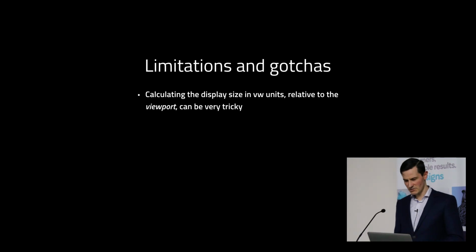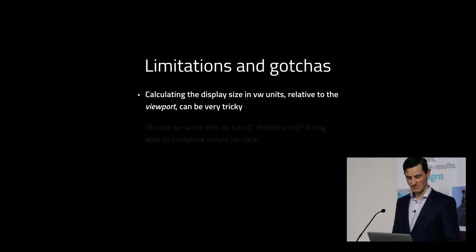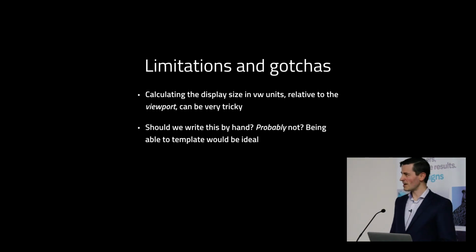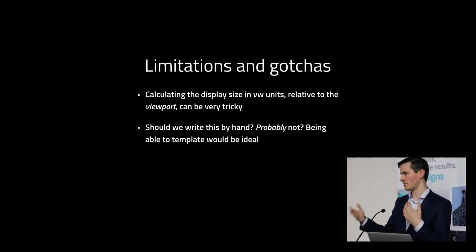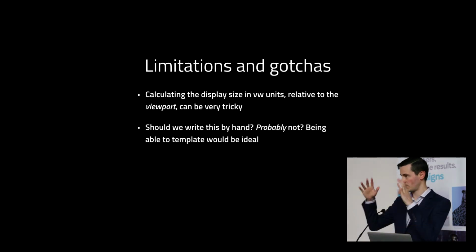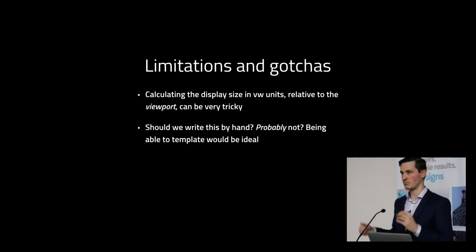A couple of little limitations. Calculating VWs can be tricky, as we've just seen. Should we write these? Well, you might write the structure of an image once, but ideally you'd probably want to be able to template that somehow and use a CMS or something else to input the right values into your template. So you probably wouldn't want to write this for every single image by hand and be bespoke. That would be a bit crazy.